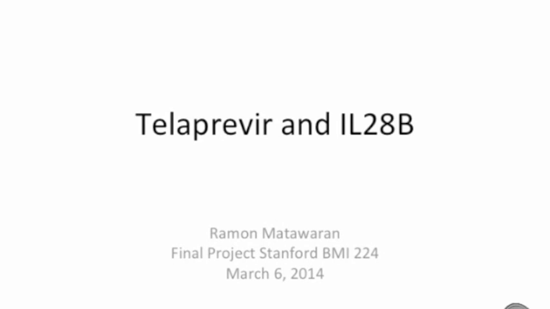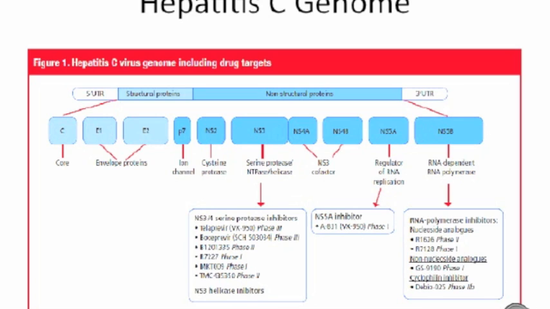I chose telaprevir and IL28B for my drug-gene pair. The IL28B gene is also referred to as interferon lambda 3. I thought I would contextualize the presentation by presenting a brief overview of the hepatitis C genome and the life cycle of the hep C virus.